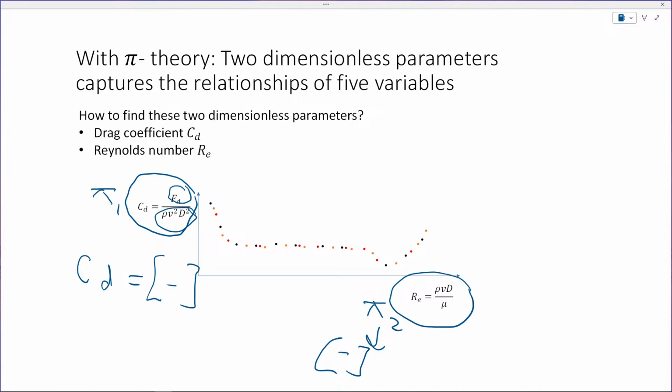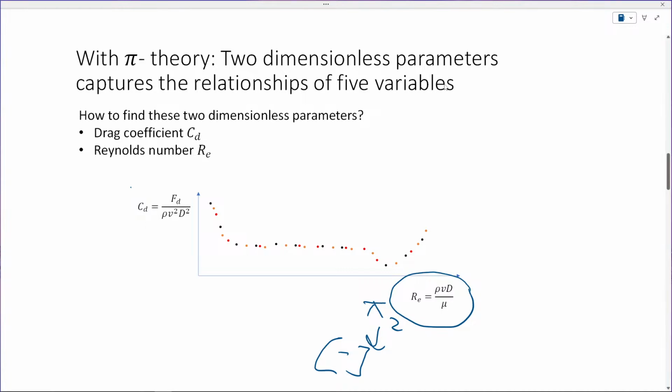And once we know these dimensionless parameters, we can see how the drag force is changing with respect to all these other parameters. And you see here you have this nonlinear relationship. So this is what we will do in this lesson. I will show you the systematic steps, which is called the pi theorem, for coming up with this guy and this guy and then using this.